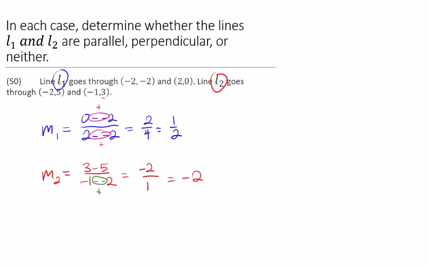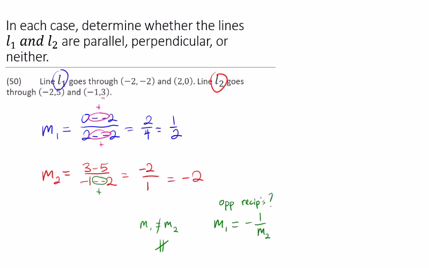So let's do our check. Does M1 equal M2? No, that's not true, right? So therefore they're not perpendicular, or excuse me, they're not parallel, I should say. Okay, so now we check, is M1 the opposite reciprocal of M2? Are they opposite reciprocals?